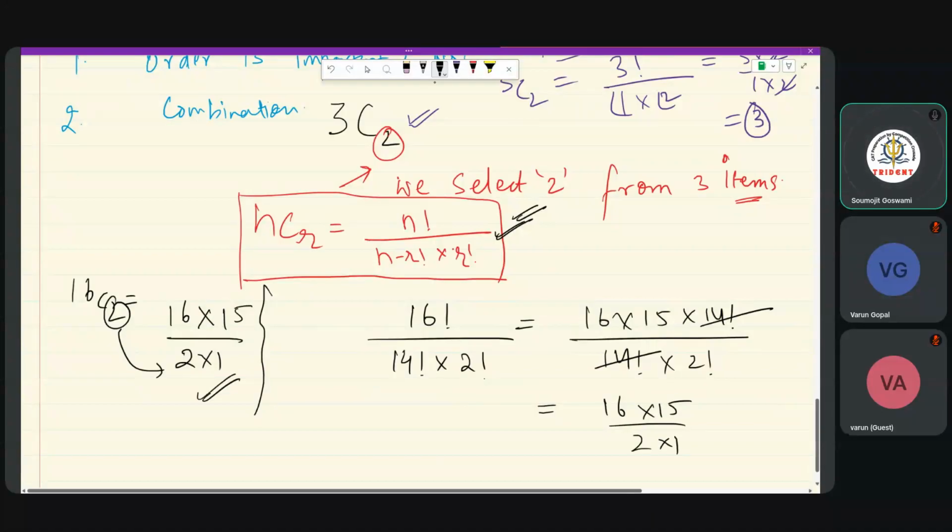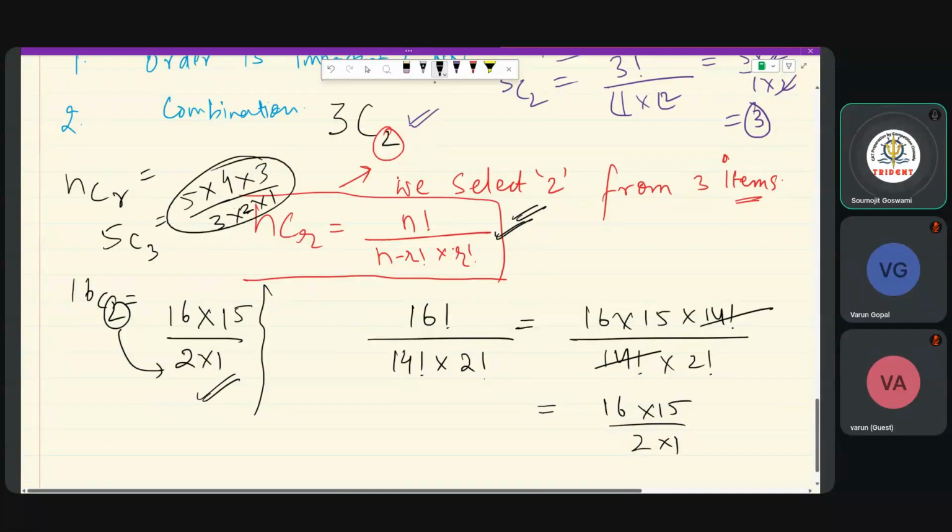Basically, whenever you have NCR, you just write as many terms as there are. For example, if that is 5C2, we'll write 5 into 4, just two terms, by 2, because 2 into 1 is 2 itself. So suppose if this was 5C3, you go 3 steps back: 5 into 4 into 3, and then 3 into 2 into 1. So this is a shortcut that you can apply. Again, I'm saying, if you don't want to do the shortcut, the formula is there. The formula is sacrosanct.